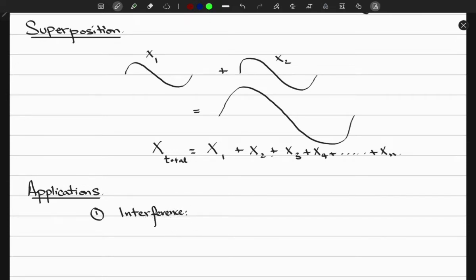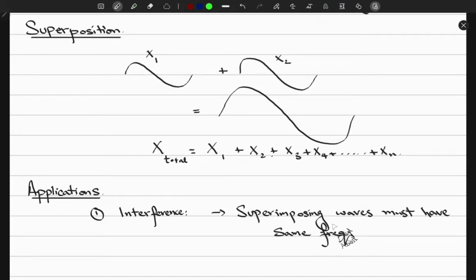It is really just when two waves, if we come back to this example, are interfering with each other. Interference is produced when two waves are superimposed with each other, but the condition is that the two superimposing waves must have the same frequencies, right? Their frequencies should be equal, and the two waves should be moving in the same direction.